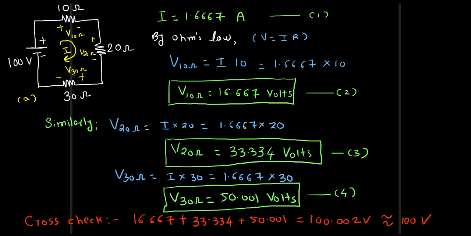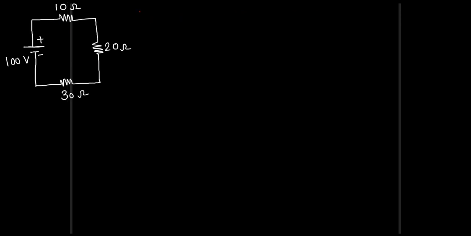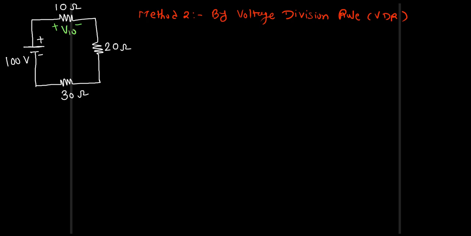Now there is another way, that is by the voltage division rule. So method 2, voltage division rule or VDR. Again we have to apply Ohm's law also, but we will follow a slightly different approach. First we will calculate the voltage across each resistance, and from that we will calculate the current. Now when current flows, there will be a voltage drop across each resistance. This is the voltage drop across 10 ohm, this is across 20 ohm, and this one is the voltage across 30 ohm, and current is flowing in this direction.